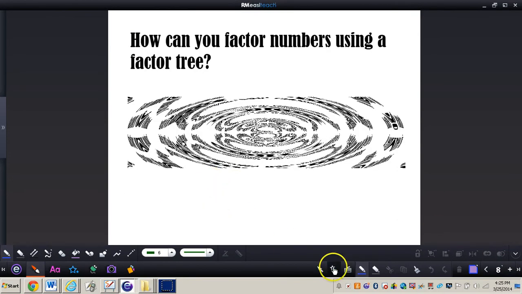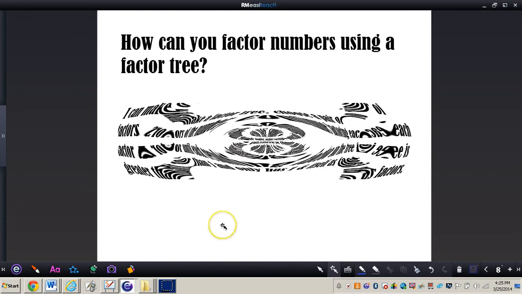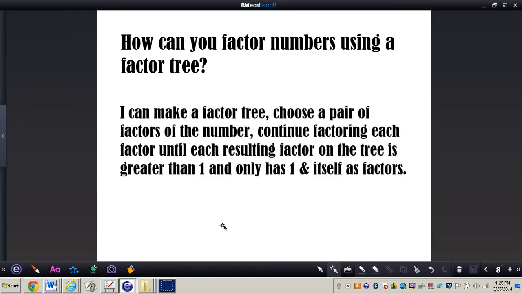So think about the essential question: how can you factor numbers using a factor tree? The answer to that is I can make a factor tree, choose a pair of factors of the number, continue factoring each factor until each resulting factor on the tree is greater than 1 and only has 1 and itself as factors, or are prime. Okay, so this is how you use factor trees. And if you have any questions about this concept, please come and see me.